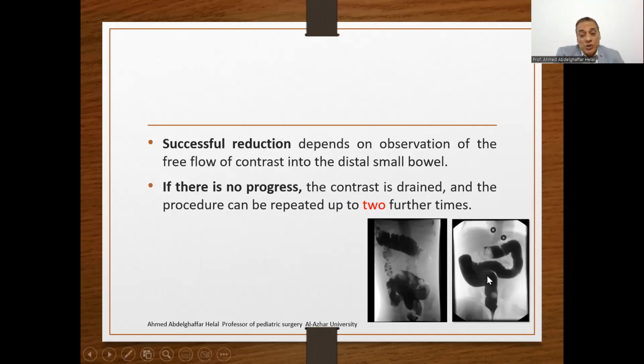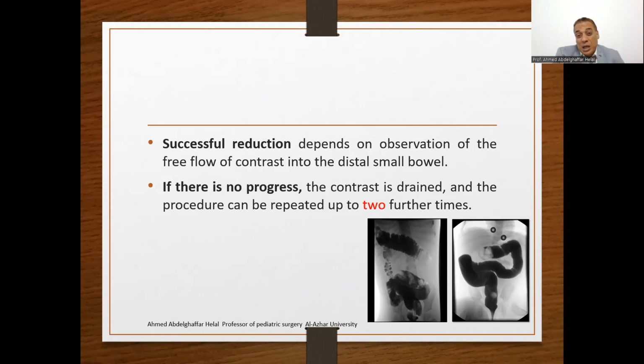Successful reduction, as we see here, this is the arrest of the dye followed by the passage of the dye into the small bowel. Successful reduction depends on the observation of the free flow of the contrast into the distal small bowel. If no progress, the contrast is drained and the procedure can be repeated up to 2 further times.